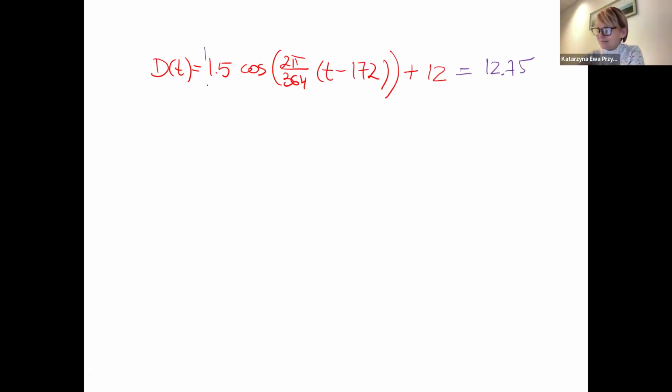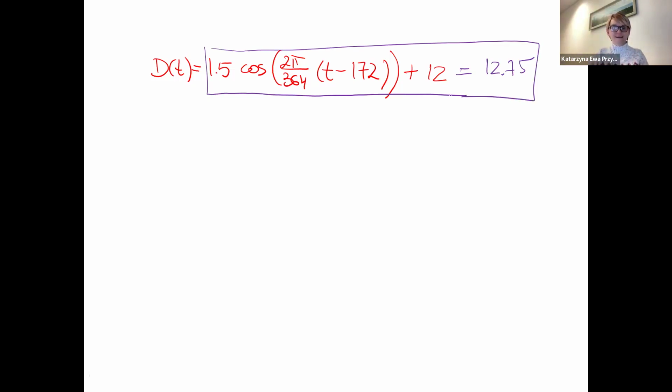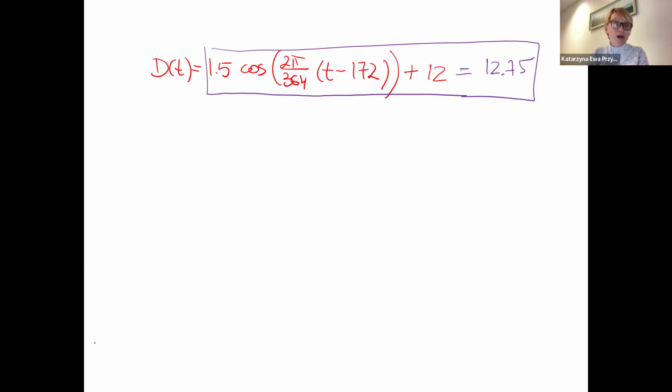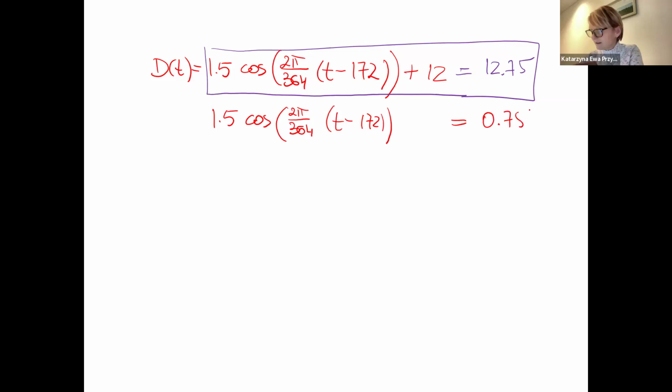Okay, let's solve this equation. What is the first step? I know that looks not nice, but I promise it will be easy. Yes, thank you. We have to subtract 12. Let me copy the cosine of 2 pi over 364 times t minus 172 equals 0.75. I did subtract 12. What is the other step?